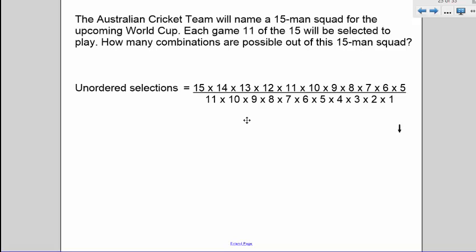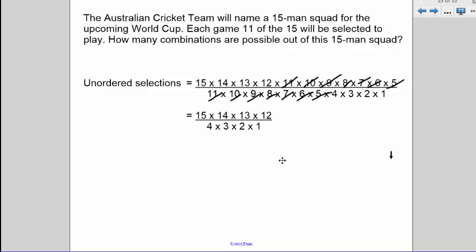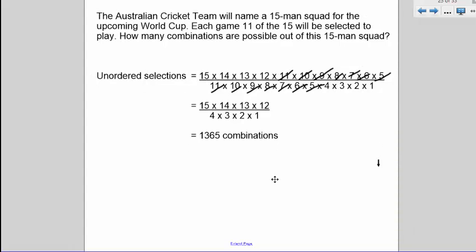Now, if we enter that into our calculator, we will get the right answer. But we can also use our simplification techniques, where we can cancel out the 11, the 10, the 9, the 8, the 7, 6, and the 5, leaving us with 15 multiplied by 14 multiplied by 13 multiplied by 12, all over 4 times 3 times 2 times 1. Putting this into our calculator gives us the answer of 1,365 different combinations. That means that there are 1,365 different teams that selectors can field. Amazing.